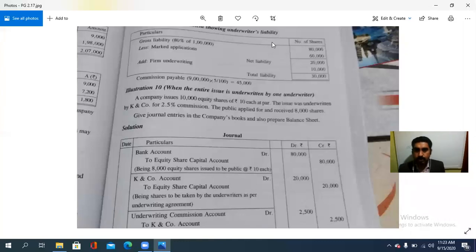So students, we will do this problem also: when the entire issue is underwritten by one underwriter. It is just a different type. So actually there are 4 types. One, complete underwriting without firm underwriting. 2, complete underwriting with firm underwriting. 3, partial underwriting without firm underwriting. And 4th one is partial underwriting with firm underwriting.